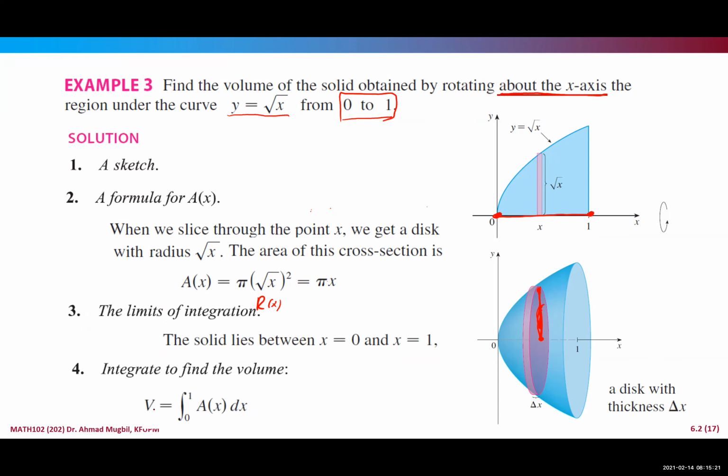So the volume will be the integral of the area of the cross section. And the area of the cross section in our case is pi times the square root of x, all squared, dx. What is this? It is just pi times R of x, all squared. Yes, Nawaf.